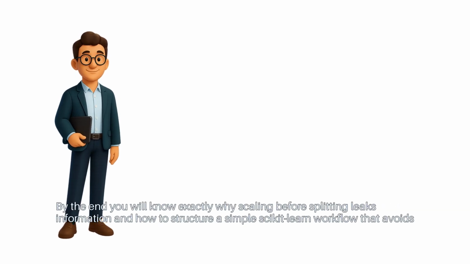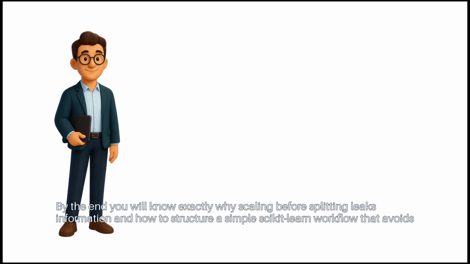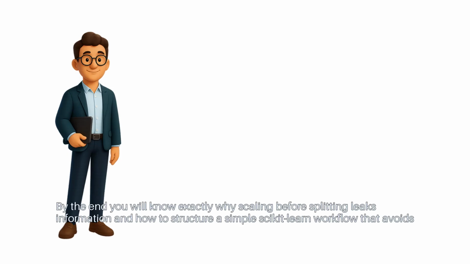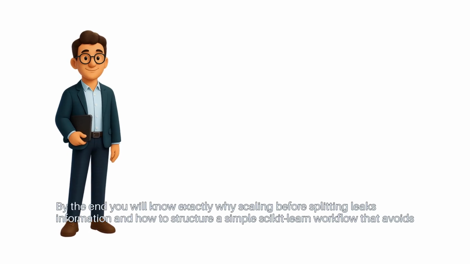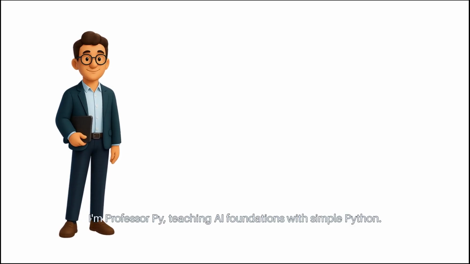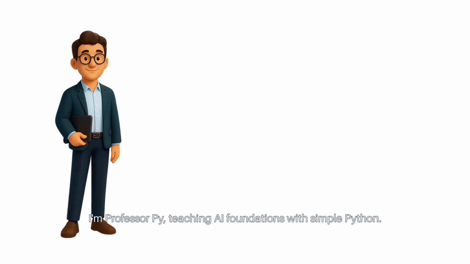By the end, you will know exactly why scaling before splitting leaks information, and how to structure a simple scikit-learn workflow that avoids that trap. I'm Professor Pi, teaching AI foundations with simple Python.